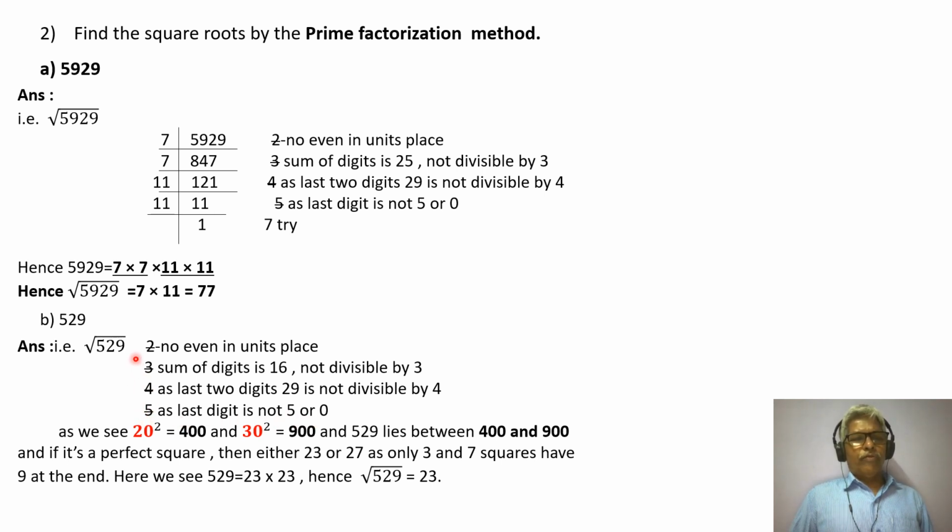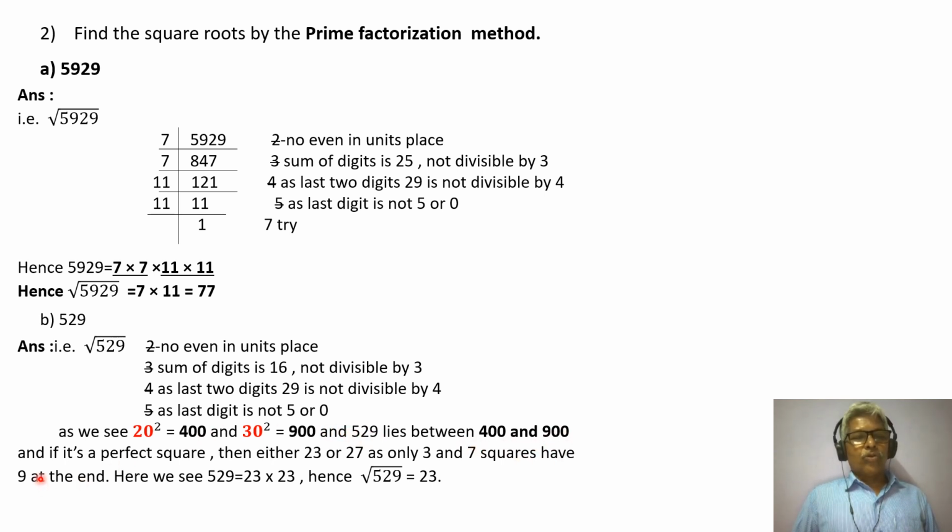If you go on thinking like this, it is a time consuming process. So we think in a little different manner. We see here that 20 square is 400, and 30 square is 900, and this number lies between these two numbers. Why this thinking, I will tell you. So 529 lies between 400 and 900.